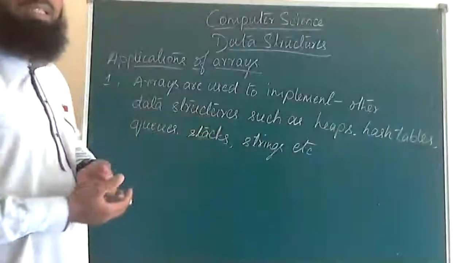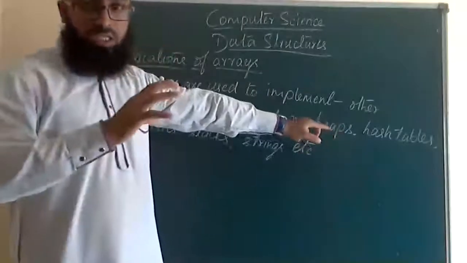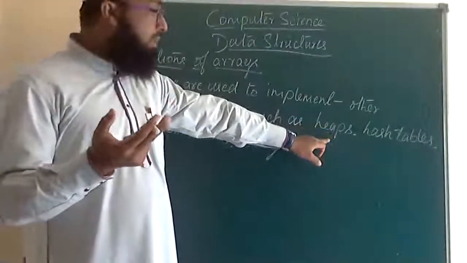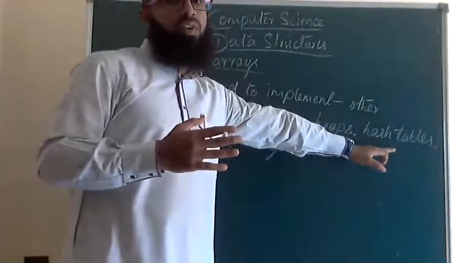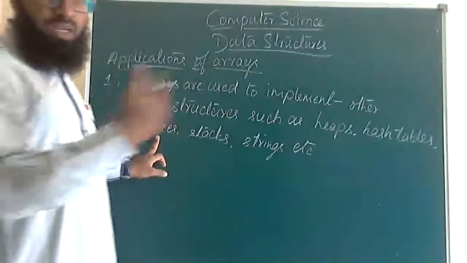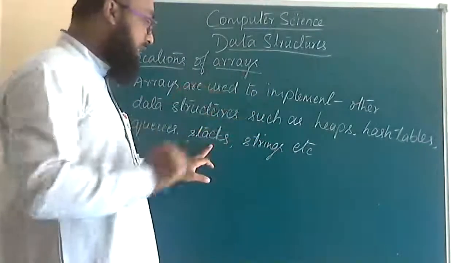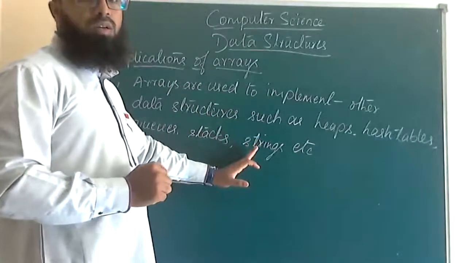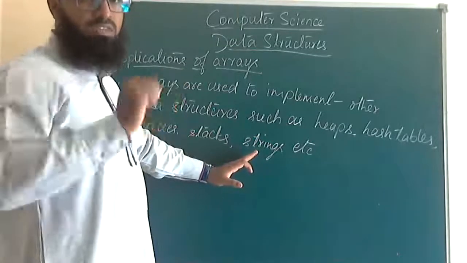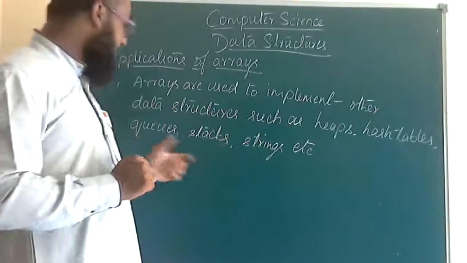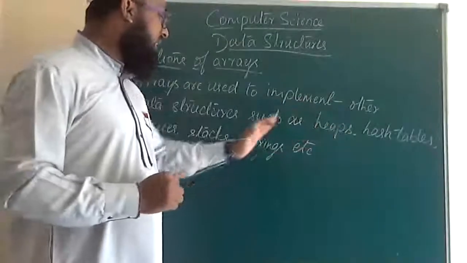Which are the other data structures? Heaps: in sorting, there is one sorting technique called heap sort. Hash tables are a type of data structure. Then queues, which we will discuss later. Stacks are also in your syllabus, we will discuss them later. Then strings, which you are already aware of. A string is a sequence of characters. It is also a type of data structure. Queue, stack, heap, hash table, strings, etc. are all data structures.